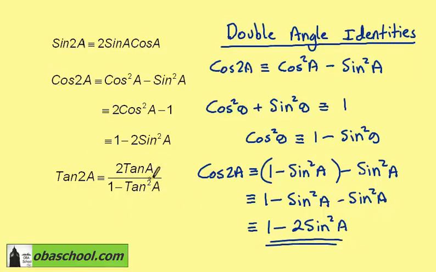The tan 2a formula is also left as an exercise, but both the sine 2a and tan 2a formulae are produced by the corresponding a plus b formulae, with b replaced by a, in exactly the way as we proved cos 2a was identical to cos squared a minus sine squared a.